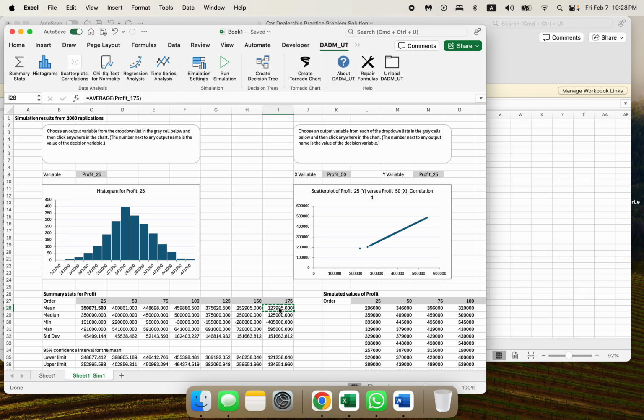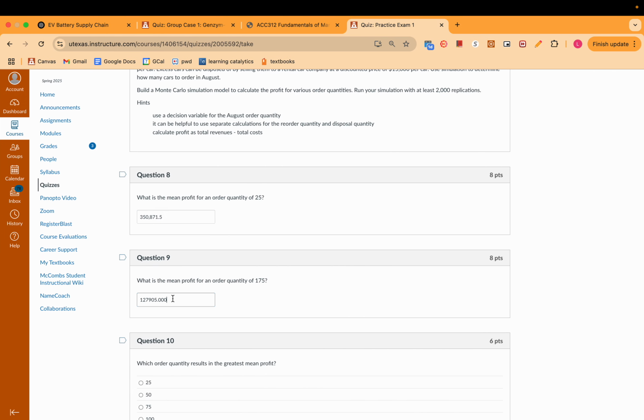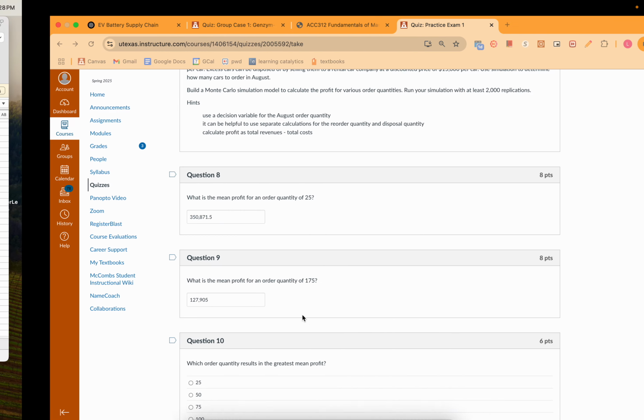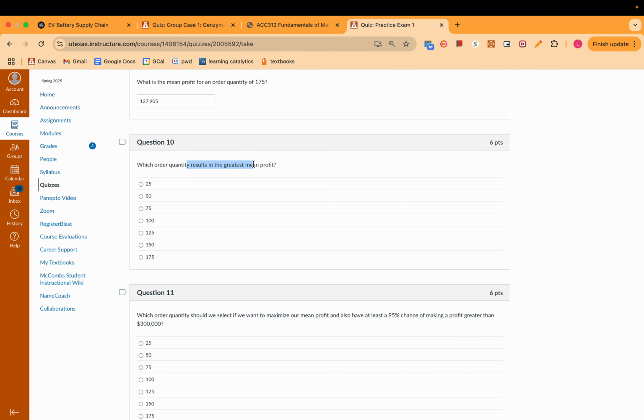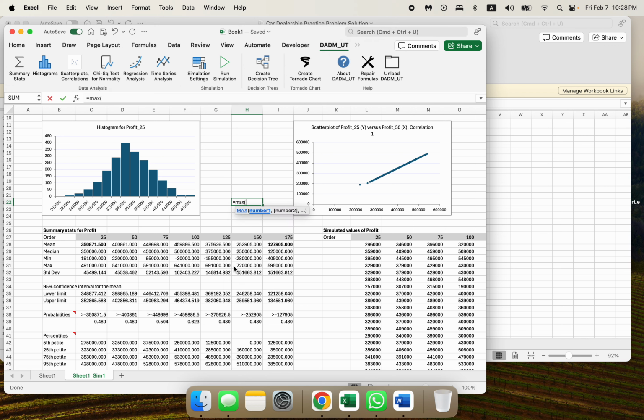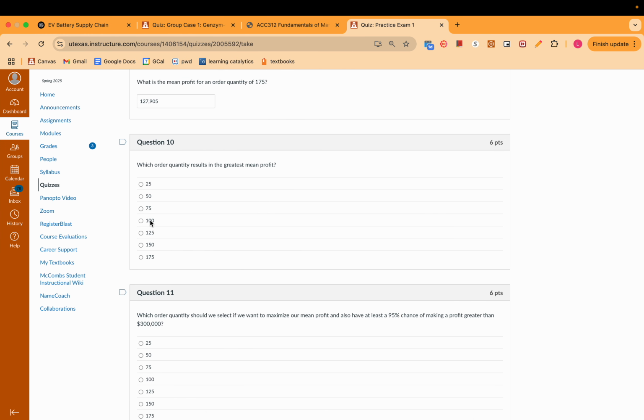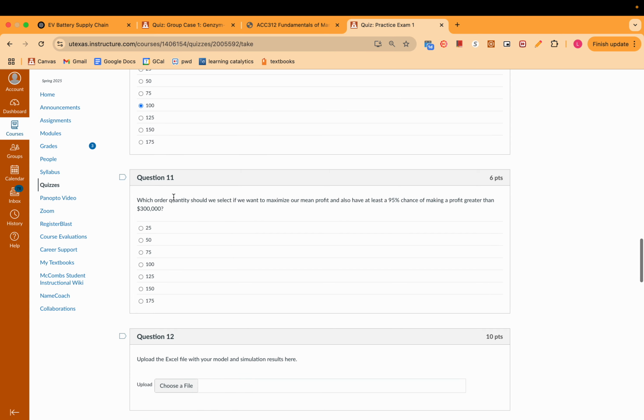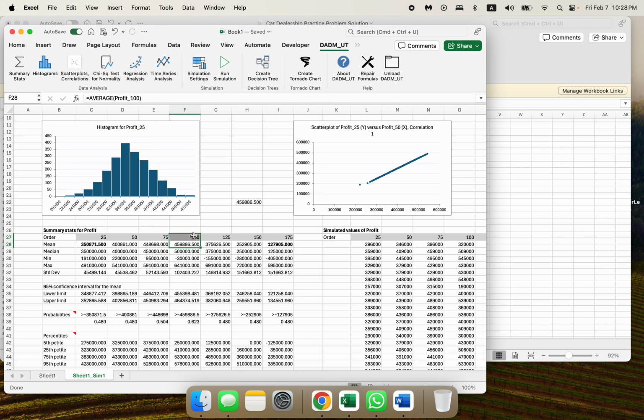And this is 175. Awesome. Now, which order quantity results in the greatest mean profit? What we can do here now is just find the max of all of these numbers, which is... what is that? 100. Okay, and then which order quantity should we select if we want to maximize our mean profit?